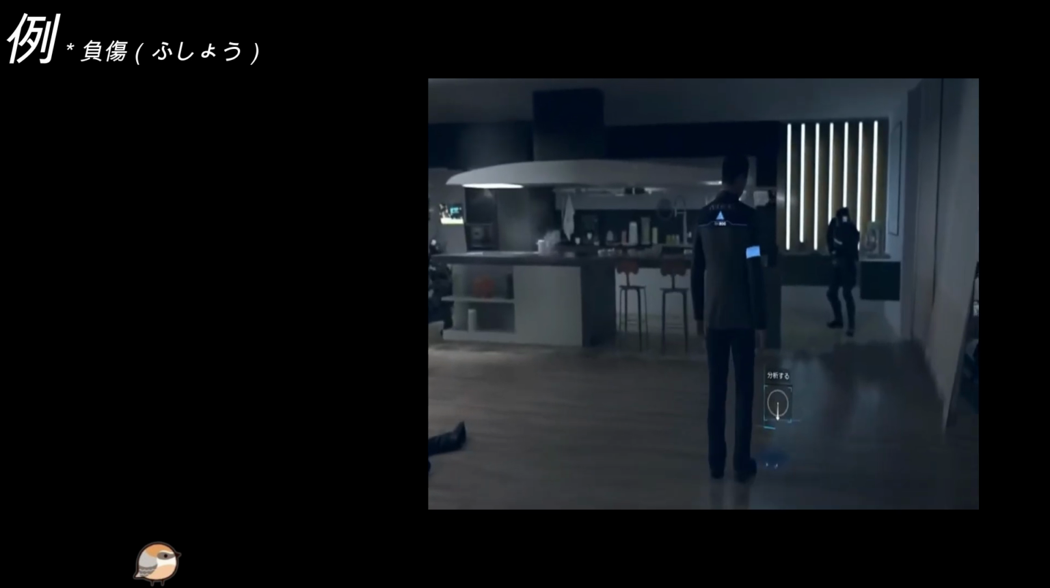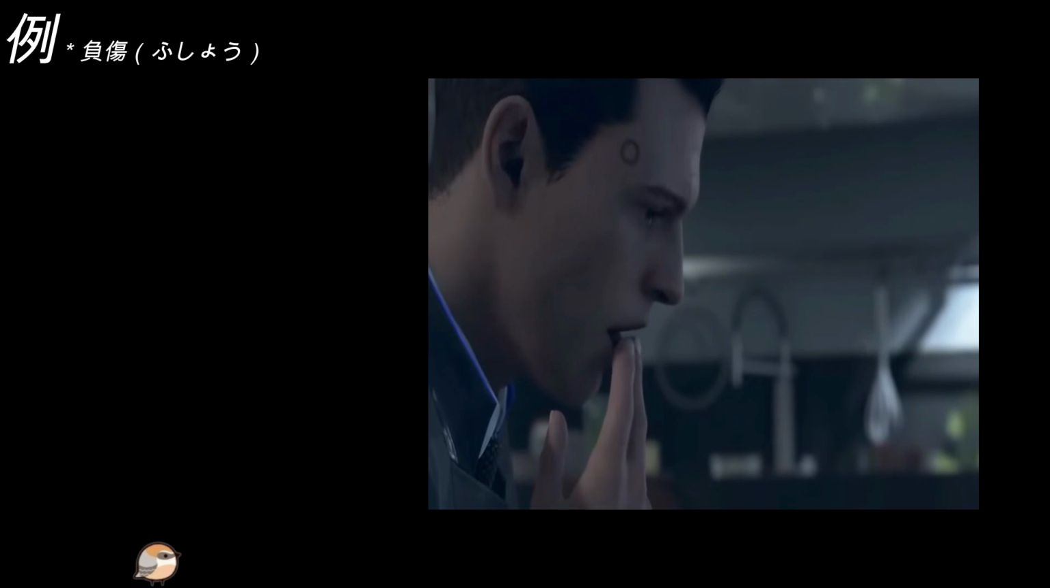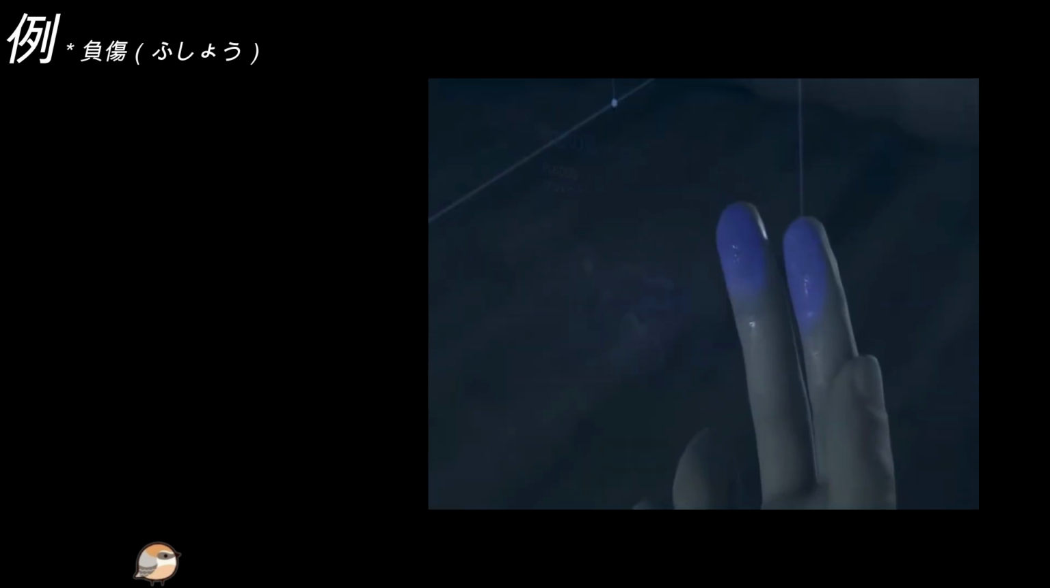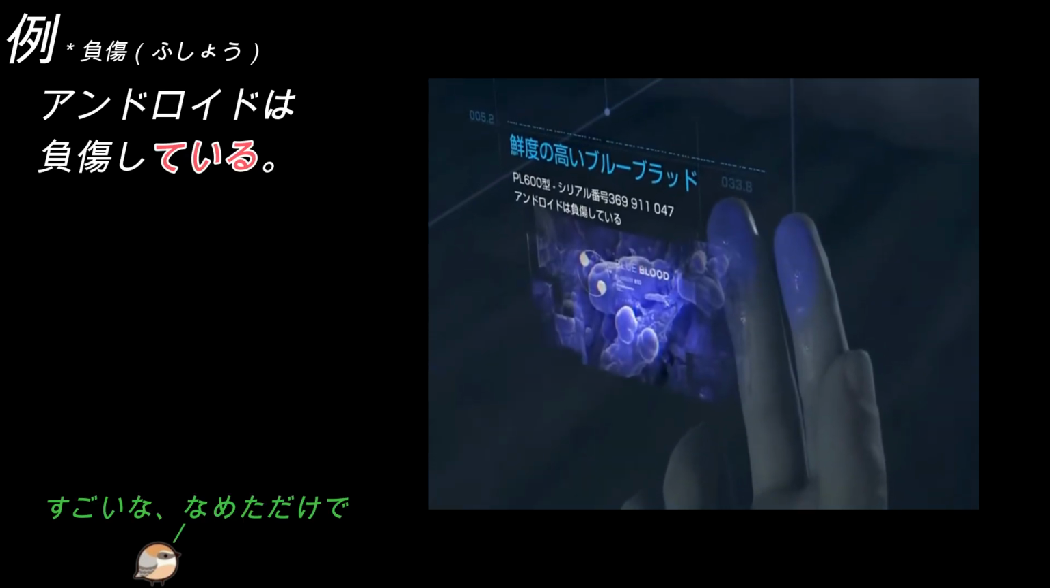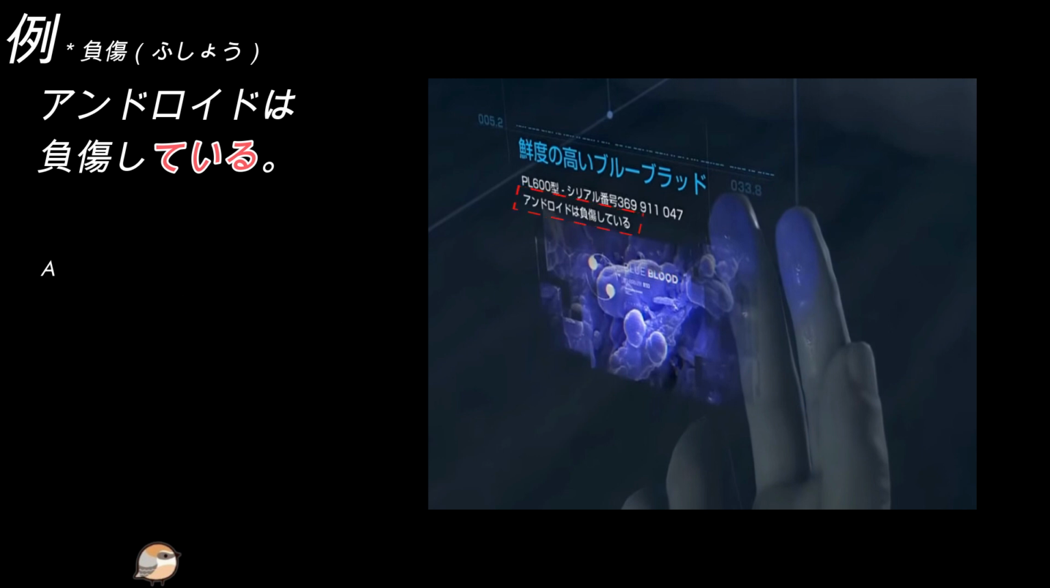For example, our investigator arrives at the crime scene and sees a pool of blood. This is a robot's blood. アンドロイドは負傷している. Android is currently in a state of being injured. But we wouldn't translate it like that. We would translate it as Android is injured.